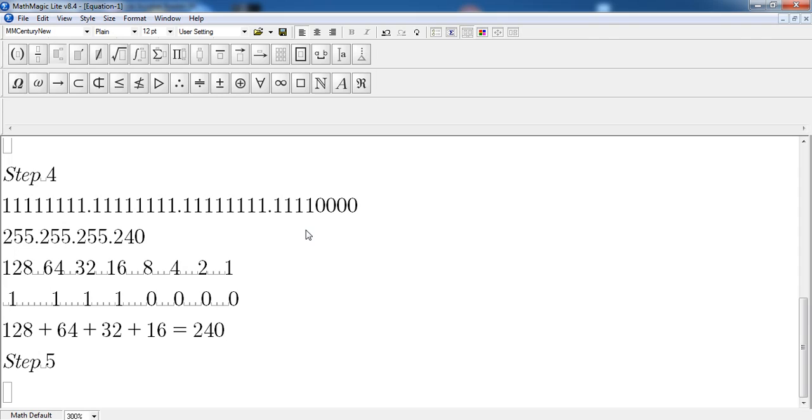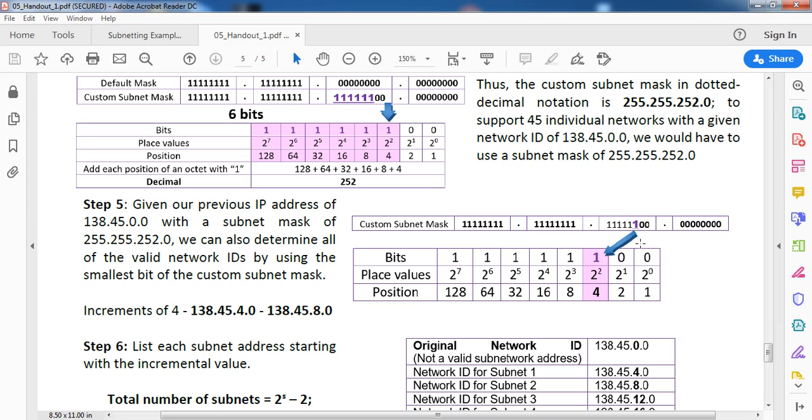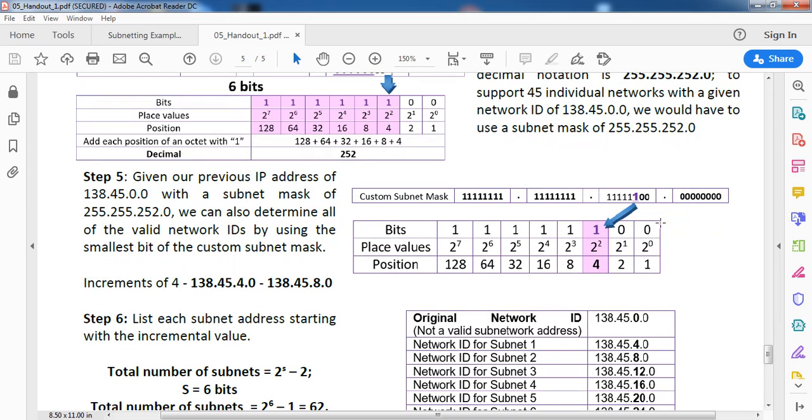Remember that our last portion here, so if we go back to our previous example, in order to determine how we go to this is we look at the last possible portion, which is equal to the powers of 2. The third position or place value is equal to 4. So we still have the original network ID here, 138.45. That 0.0 is not a valid subnetwork. And because this place value here is 4, the subnets increment by 4.